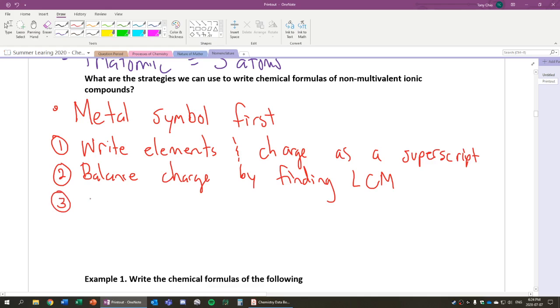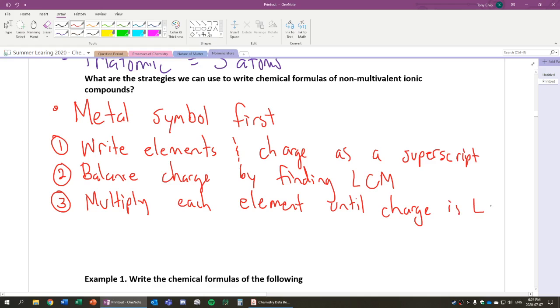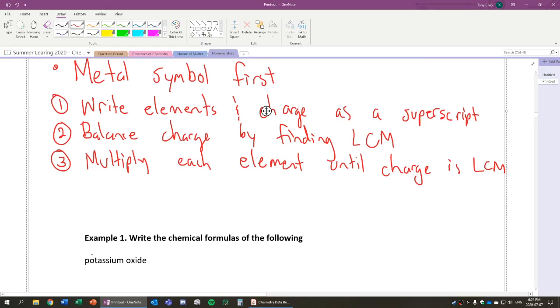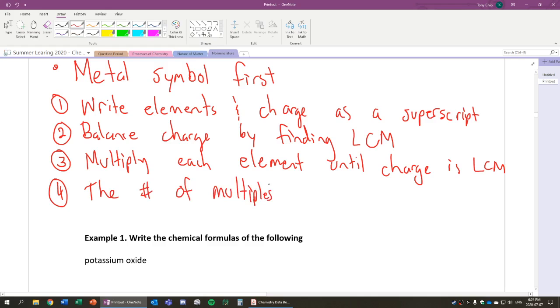Number 3. Multiply each element until its charge is the LCM. So you want to multiply each element until its charge reaches the LCM. Number 4. The number of multiples is written after each element as a subscript, so below now.